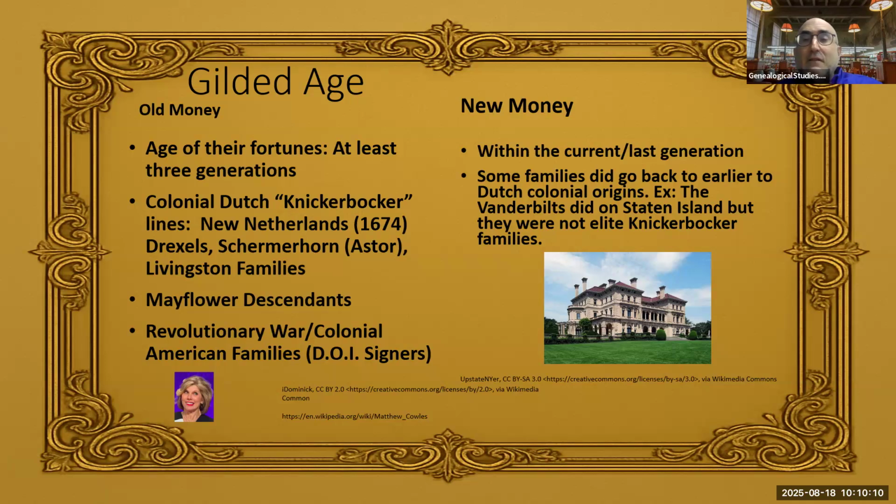In fact, the Vanderbilts are from an old Dutch family on Staten Island, but they were not from the elite Knickerbocker families. Now, what's interesting also is Cornelius Vanderbilt, and this is his home, the Breakers in Newport, Rhode Island. He did make the list of the 400. So there were a few new money families on the list.